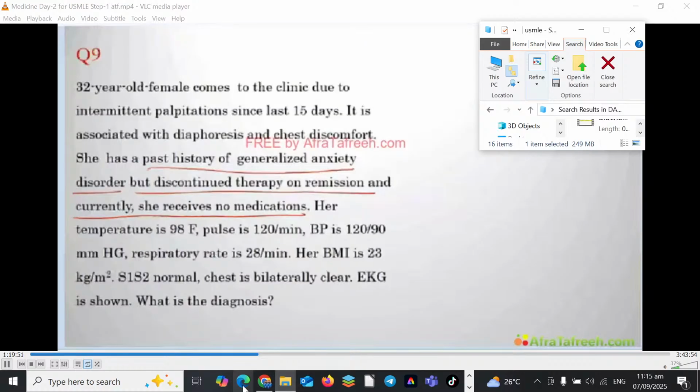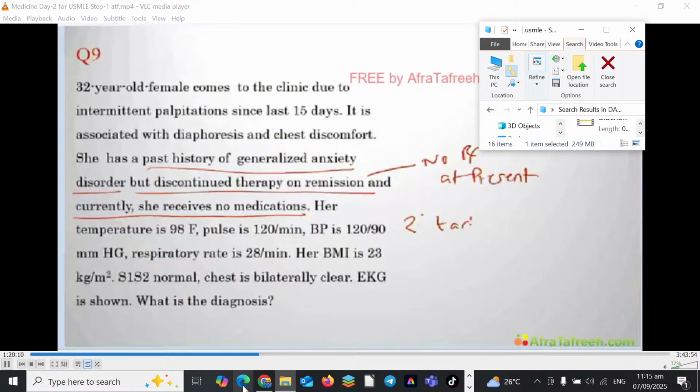Okay, so this patient has a past history of generalized anxiety disorder, which is non-compliant to therapy, no treatment at present. That means this is a secondary tachycardia. That is, there is a reason that she is anxious. Her present heart rate is 120. So these are the clinical clues that would be present in your question when they want you to answer it as sinus tachycardia.